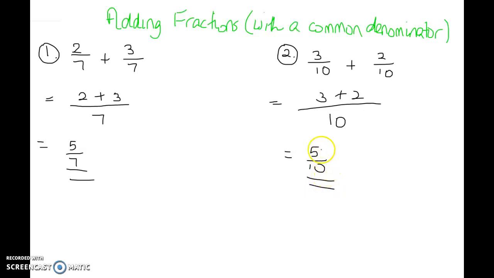If we wanted, we could reduce this fraction. We can say one number can go into 5 and 10. Well, 5 can go into 5 and 10. So we could divide the top by 5 and divide the bottom by 5. And we will get 5 divided by 5 is 1, and then 10 divided by 5 is 2. So we actually get 1/2.